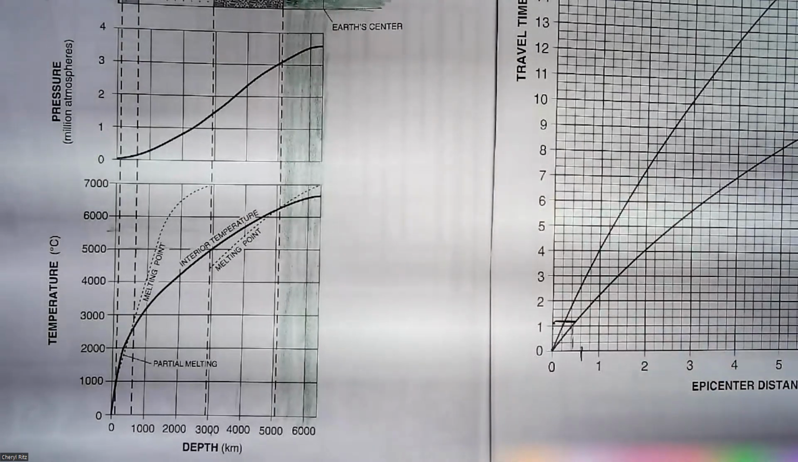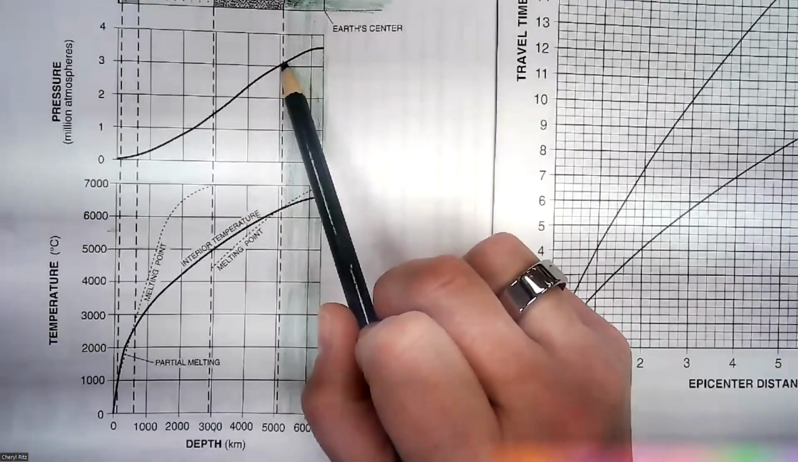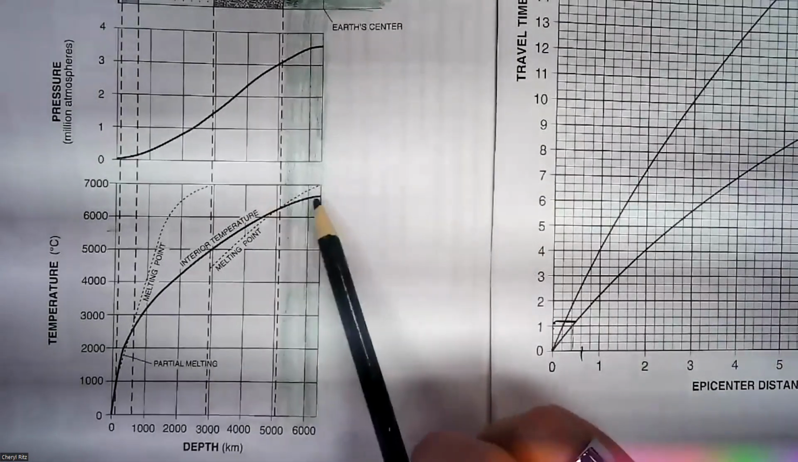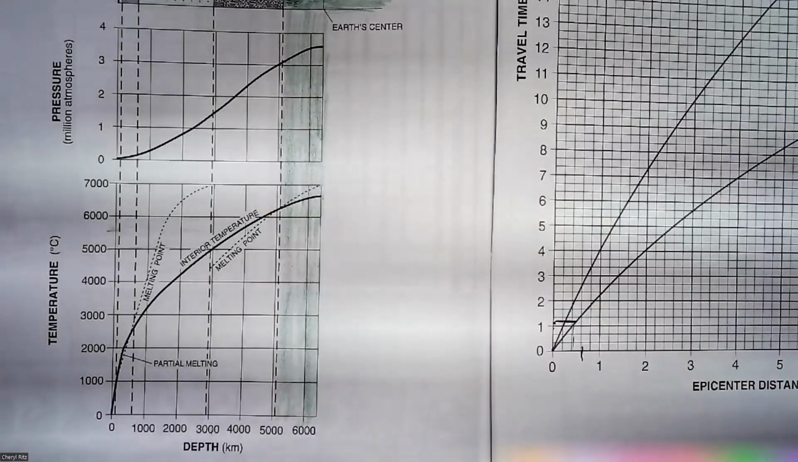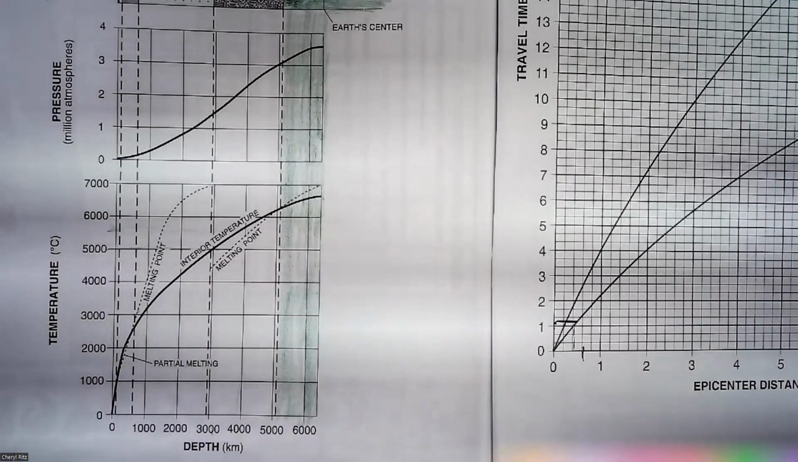Same with temperature. How hot is it in the inner core? Very hot. Down here, 6,200 to about 6,600 degrees Fahrenheit. Keep in mind, water boils at 100. I lied, this isn't Fahrenheit, it's Celsius, sorry. But water boils at 100, and we're talking about 6,200 to 6,600.